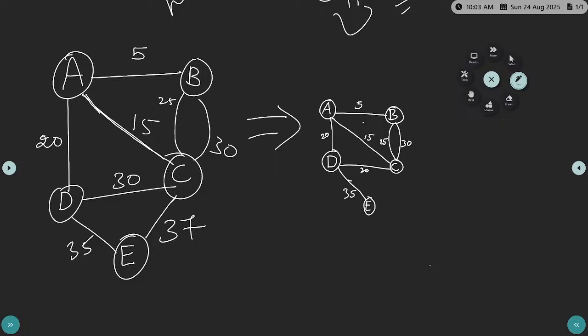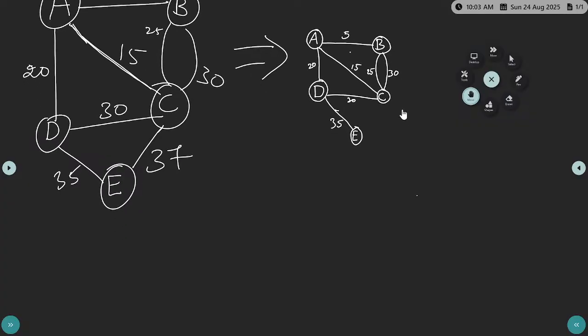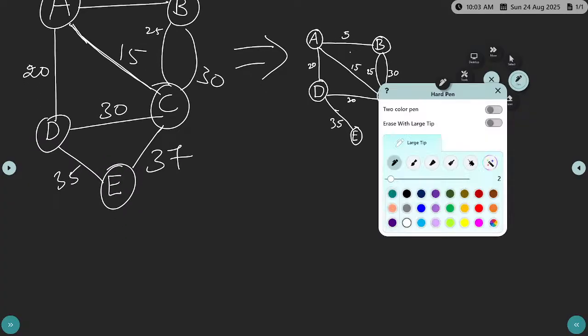Yes, have you completed the graph? What is the minimum cost? Just check.